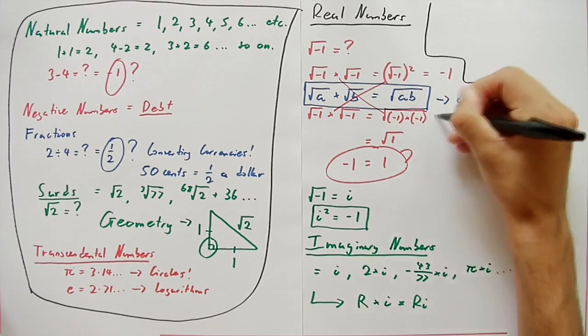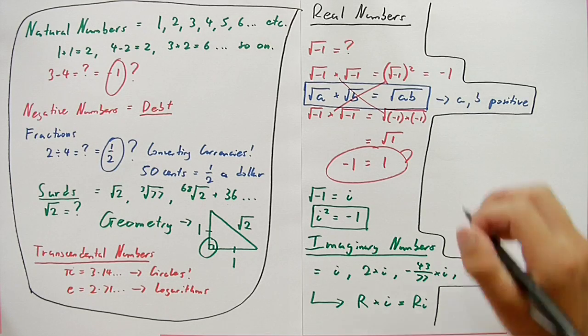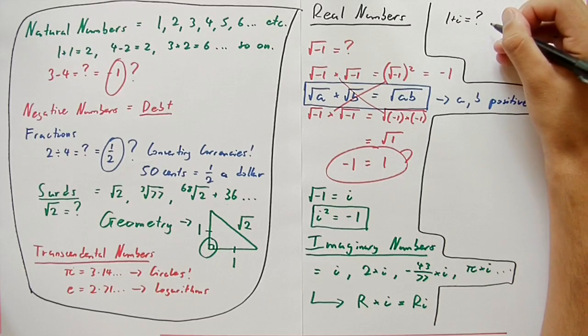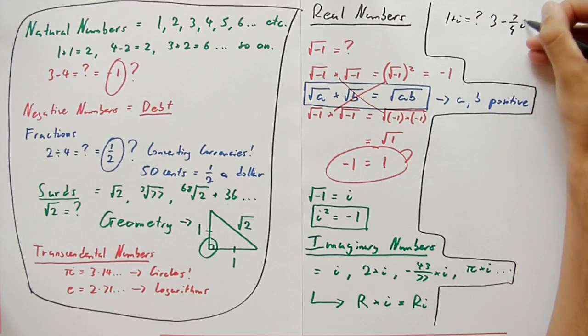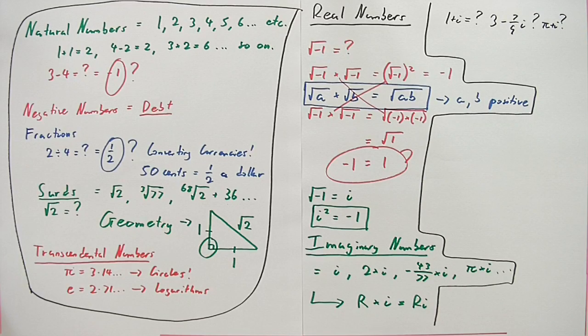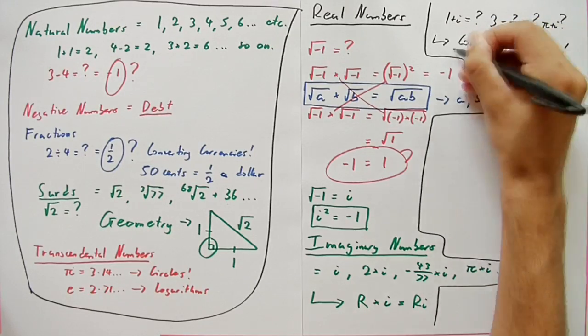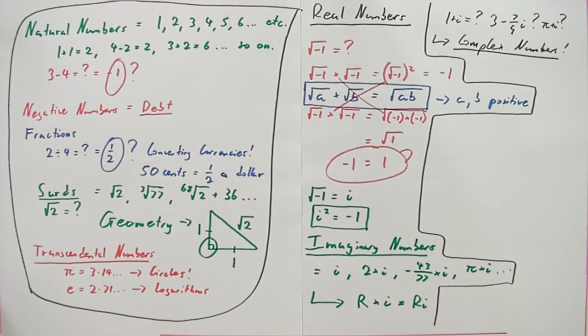Alright, that's cool, but it gets better. What if we combine a real number and an imaginary number together? So for example, what is 1 plus i? Or what about 3 minus 7/9 times i? Or pi plus i? Now we've gone into complex number territory, because that is exactly what the complex numbers are. They are numbers with a real part plus an imaginary part.